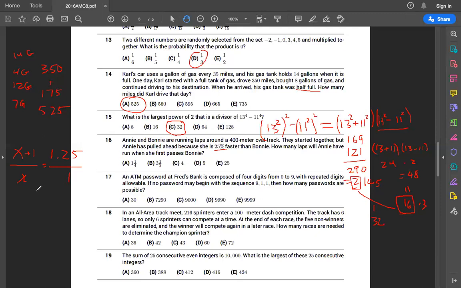And if we multiply both sides by x, we'll get that x plus 1 equals 1.25x. If we subtract x from both sides, we'll get 1 equals 0.25x. And that means that x equals 4. So we might be tempted to just circle 4, but we want to know how many laps Annie has run. And because Annie's the faster one, she's actually run one extra lap. So that would be 5.